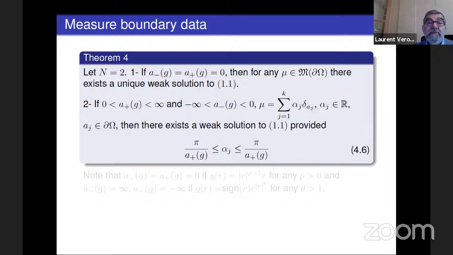Now, if a plus of g is between 0 and infinity, and a minus of g is between minus infinity and 0, and if I take a special measure, mu, the sum of Dirac masses with coefficients alpha j in R, and boundary centers in d omega, then there exists a weak solution to this equation, provided the alpha j is between pi over a minus of g, a minus of g here, not a plus of g, and pi over a plus of g.